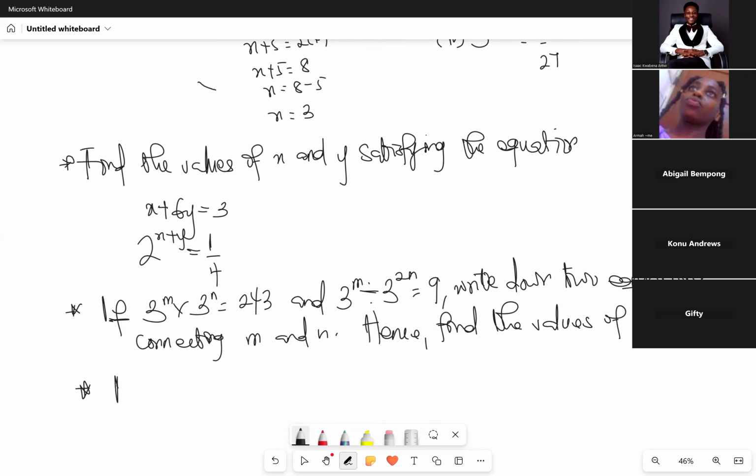Another one. If 3 exponent 2x minus 4 times 3 exponent x plus 3 equals 0, solve for x. I think this I'll solve for you.